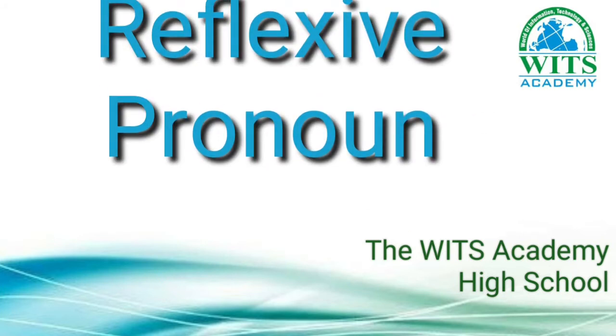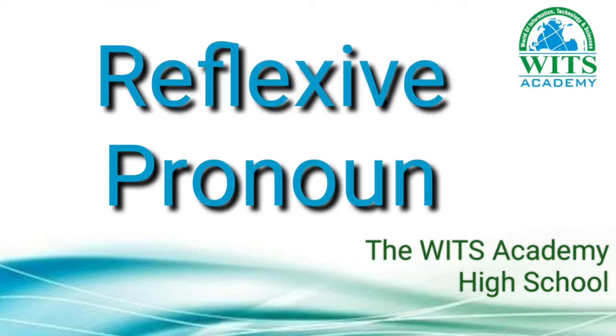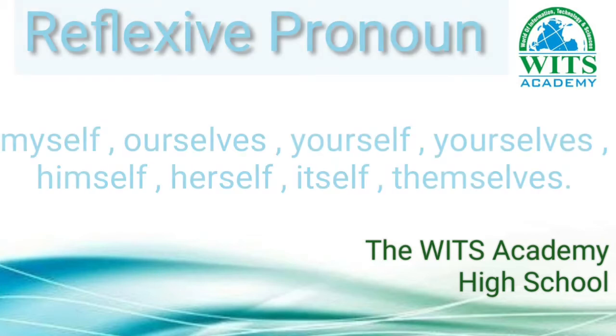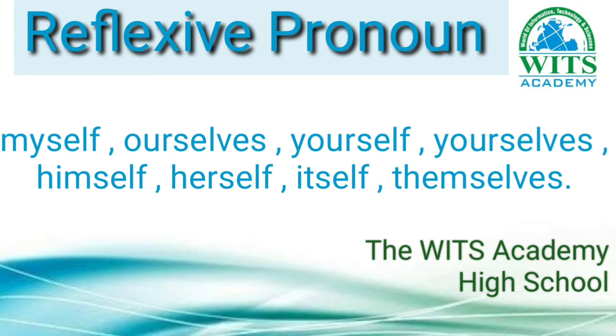The next pronoun of ours is the reflexive pronoun. It is used when the object in a sentence refers to the same person or thing as the subject of a sentence. The reflexive pronouns are myself, ourselves, yourself, yourselves, himself, herself, itself, and themselves. Now here, yourself is given for the singular second person and yourselves is given for the plural second person.